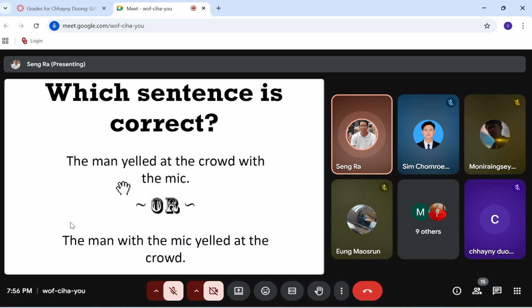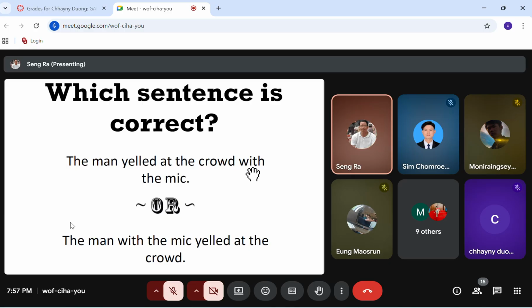So the first sentence is not very much wrong, of course, but it's unacceptable. With the microphone, it sounds like the crowd had the microphone. So it's better that the man had the microphone. It's more sensible to say the man with the microphone yelled at the crowd.